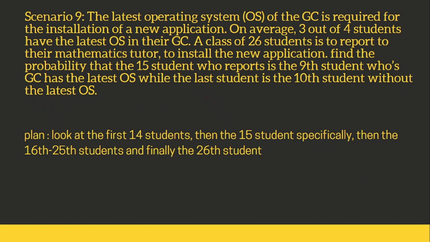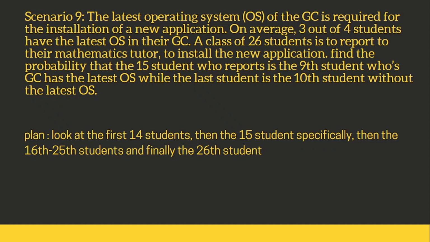The latest operating system (OS) of the GC is required for the installation of a new application. On average, 3 out of 4 students have the latest OS in their GC. A class of 26 students is to report to their mathematics tutor to install the new application. Find the probability that the 15th student who reports is the 9th student who has the GC with the latest OS, or the last student is the 10th student without the latest OS.